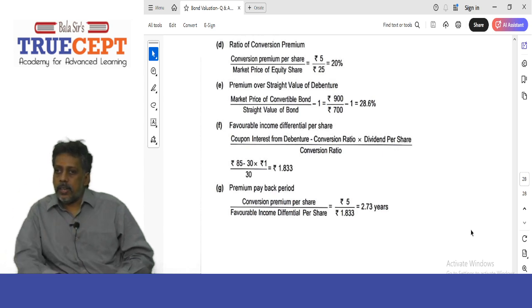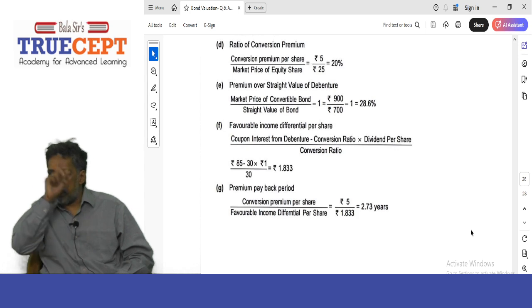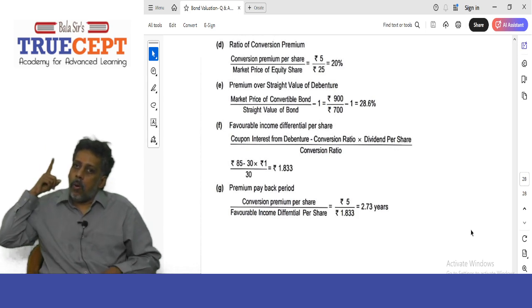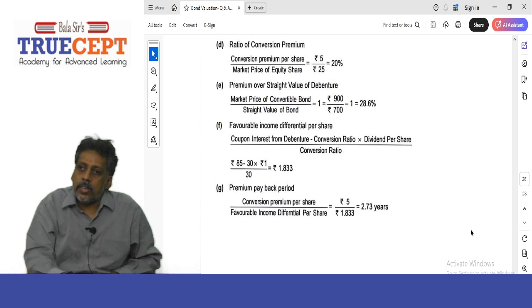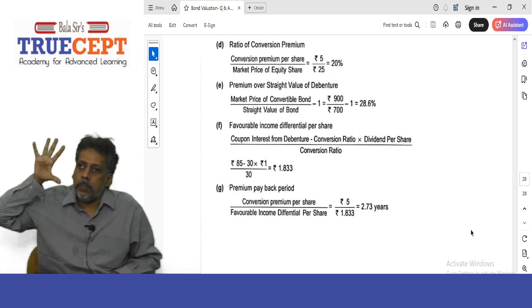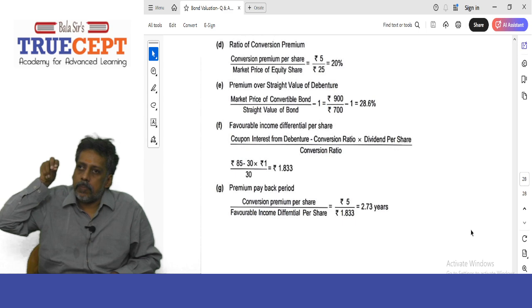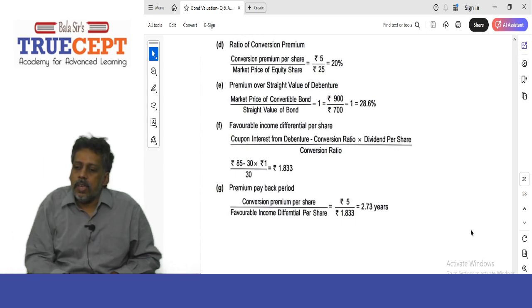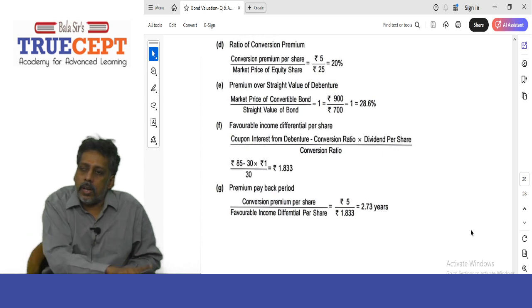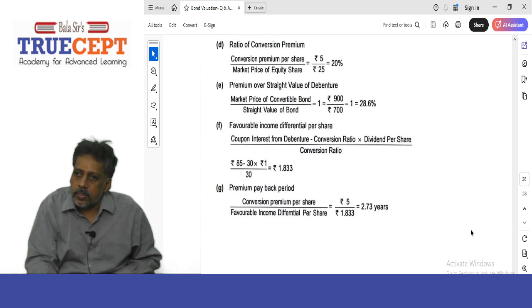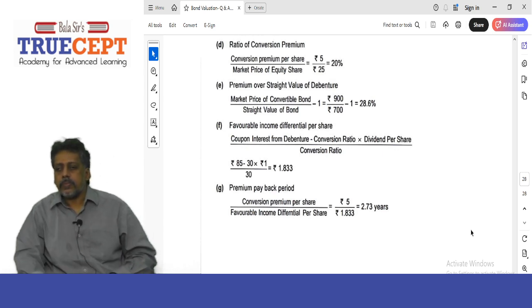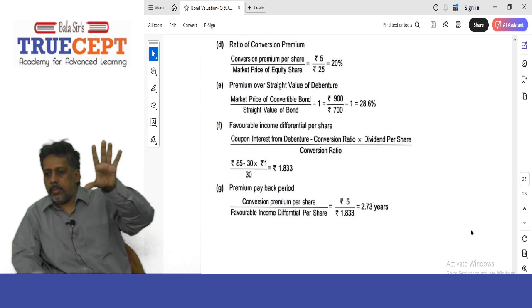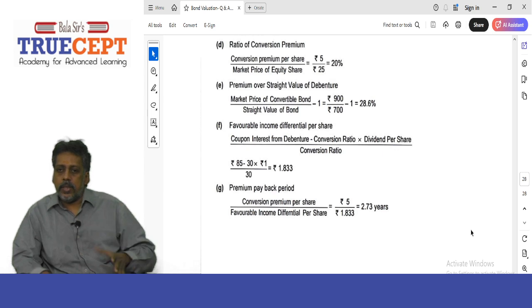Now you understand that is why Renuka and you people were okay to pay how much extra for every share? Remember, 5 rupees premium, market conversion premium. Yes. That is why, because you know the bond pays more income than what? Than the shares currently. Got it? Yes, sir. So 1.833.